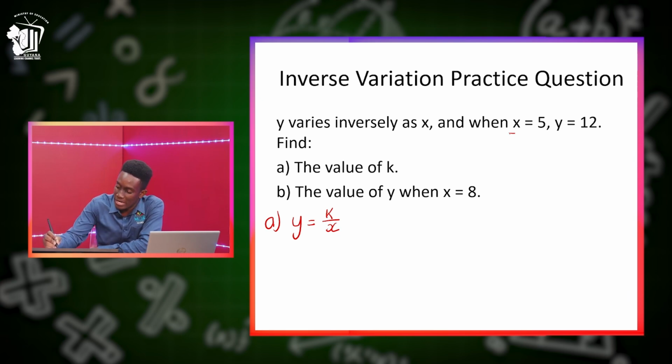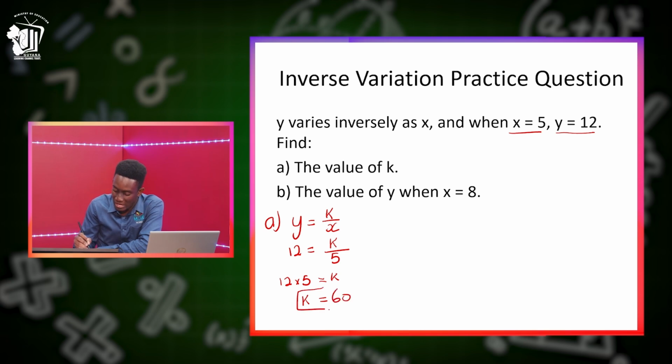So they said when x is equal to 5, y is equal to 12. So we solve here. So we see y will be 12 is equal to k over x, which is 5. So the 5 is divided. When we take it over, it will multiply. So we'll have 12 multiplied by 5 is equal to k. So k will be equal to 12 times 5, which gives us 60. So the value of k, the constant of proportionality, is equal to 60. So k is equal to 60, and the value of k would not change for this question.